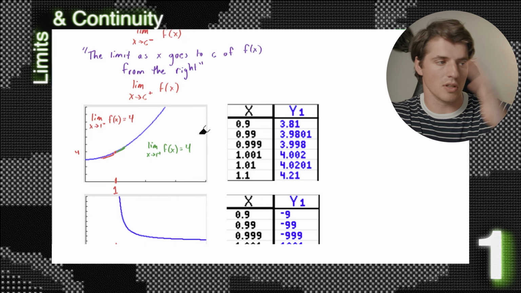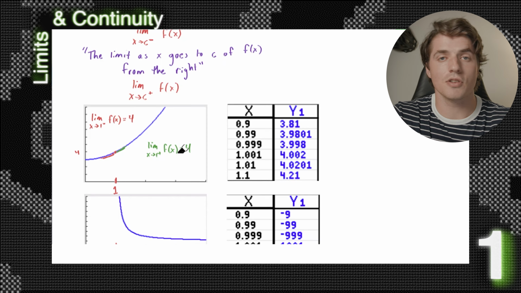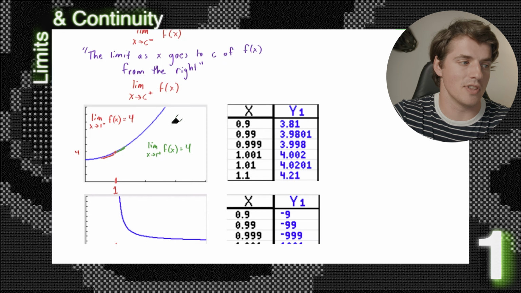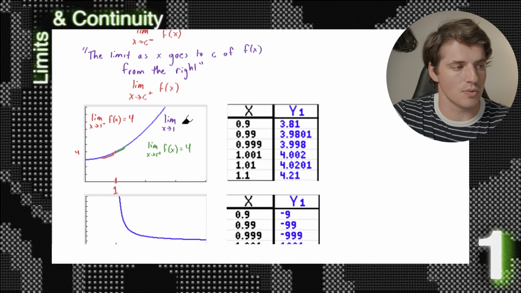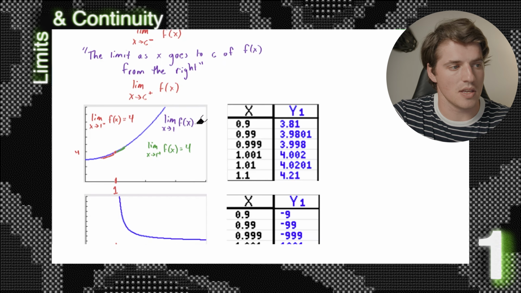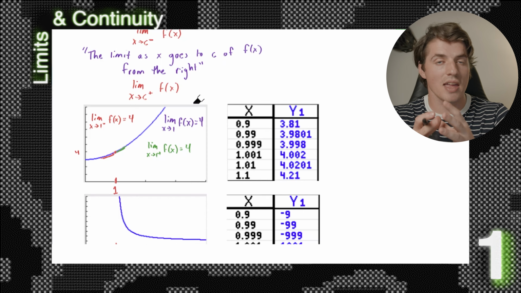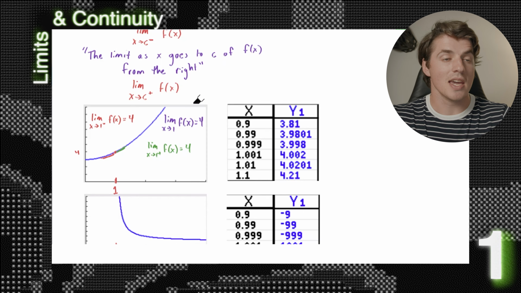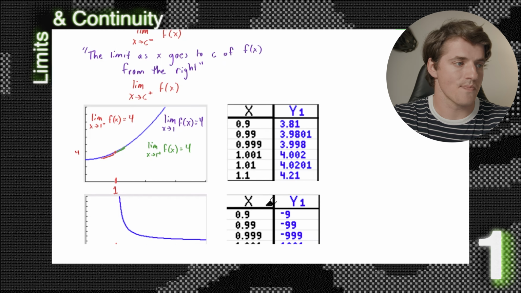So we did the left side, we did the right side. If these are equal, if and only if these are equal, we say that the limit as x goes to 1 is equal to 4. So if both sides are the same, then that's great. We do have a limit. If they're not the same, our limit does not exist. We'll see that in the future.